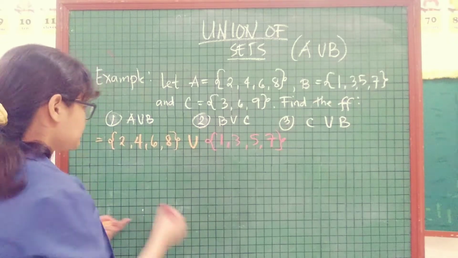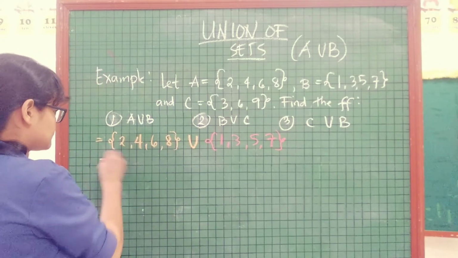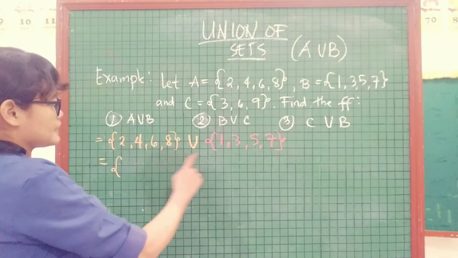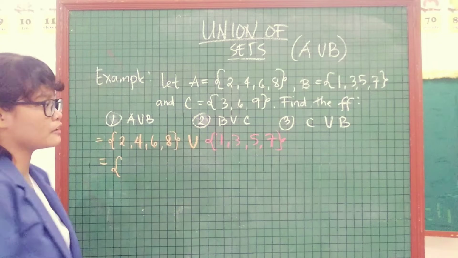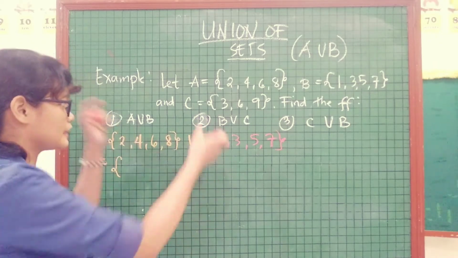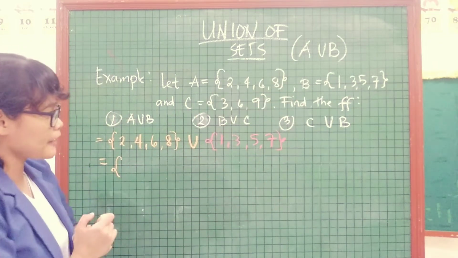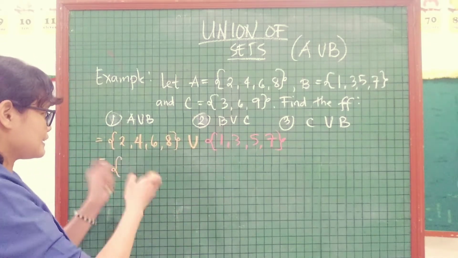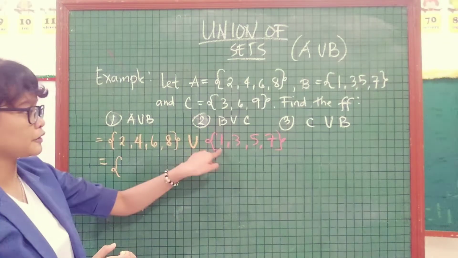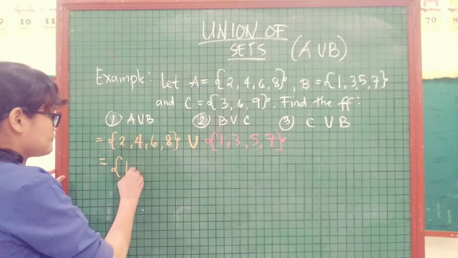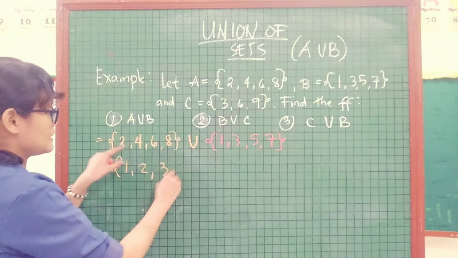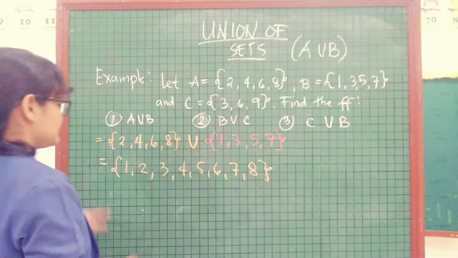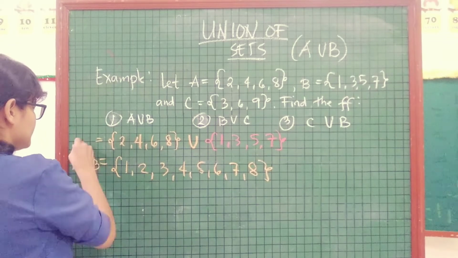So the answer for this one is the union of these two sets is simply equal to, let us rearrange the numbers, 2, 4, 6, 8, and then you have 1, 3, 5, 7. Obviously, they don't share any common element. So these are disjoint sets. So all we have to do, again, since union naman yan, ipagsasama lang natin lahat yan. I-rearrange na natin, starting with the least number, which is 1. So ibig sabihin, this is equal to 1, followed by 2. Then you have 3, 4, 5, 6, 7, 8. And that's it. That is A union B.